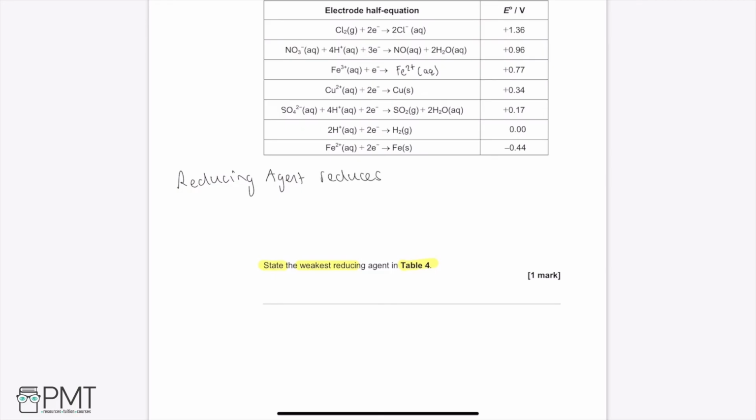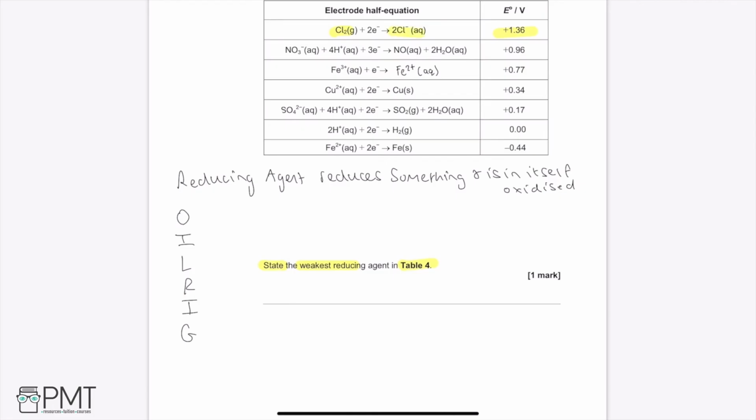The second being a bit of a cheat but a very useful tool to have, where the cell with the most positive EMF contains the weakest reducing agent. And then the third being the acronym OIL RIG, where oxidation is loss and reduction is the gain of electrons. So if we look at the cell with the most positive EMF, we can see that the options for the weakest reducing agent is either Cl2 or Cl-.